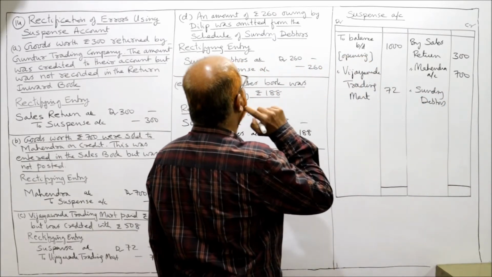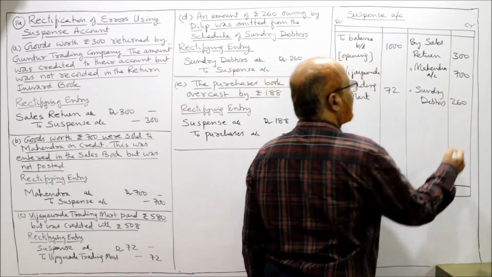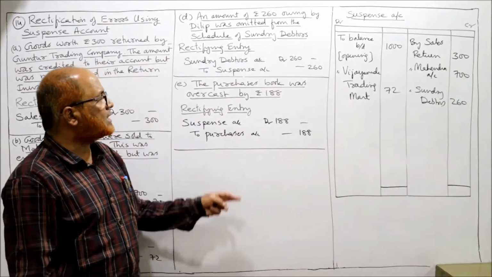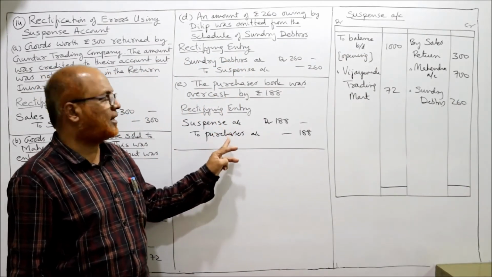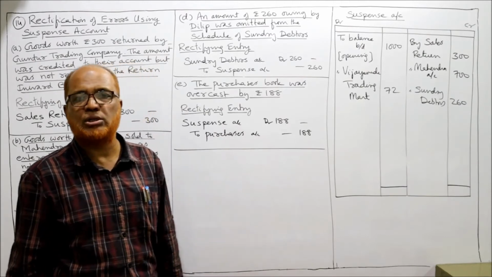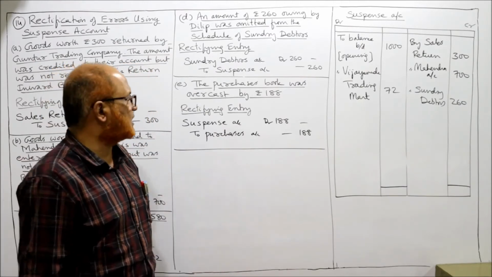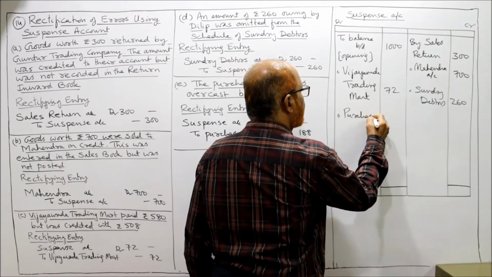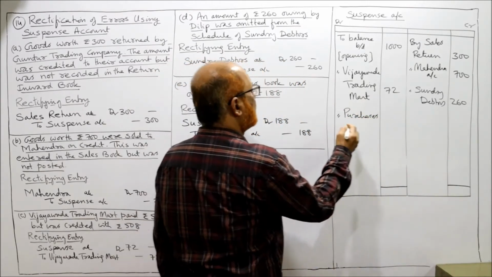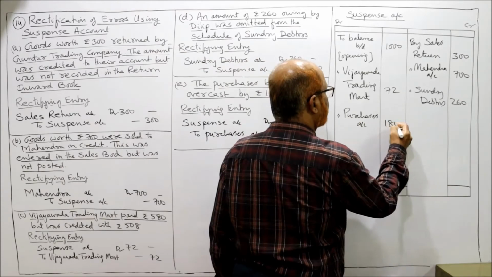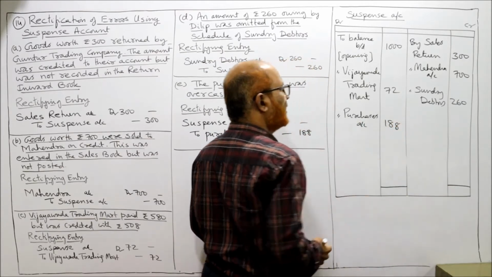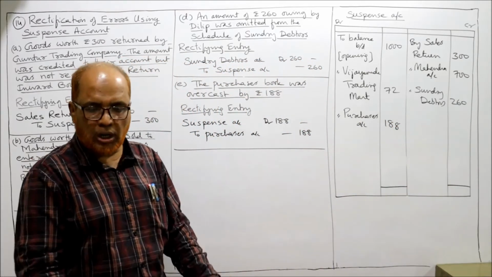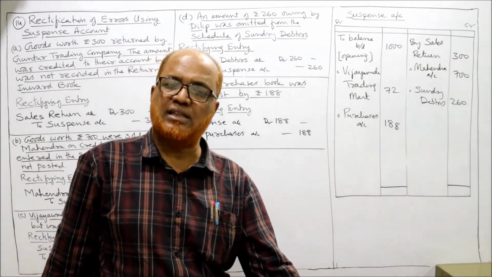By sundry debtors. How much? 260. The last and final entry is suspense account debit to purchases account. Suspense account is debited, debit side to purchases. Purchase account 188. That's all. We have posted all the rectifying entries in the suspense account.